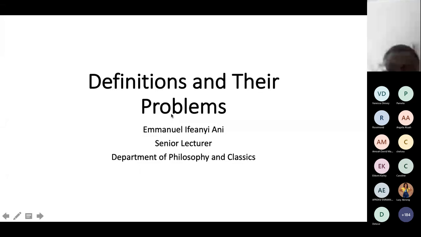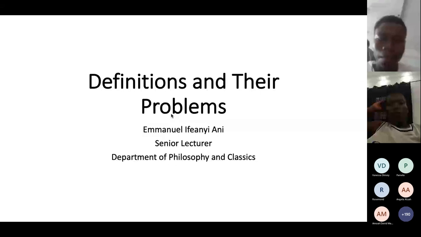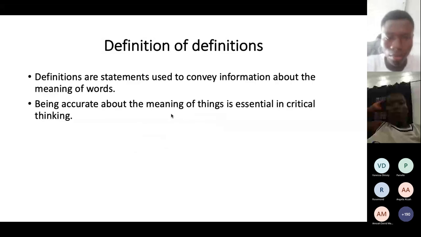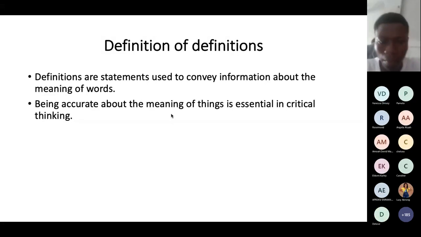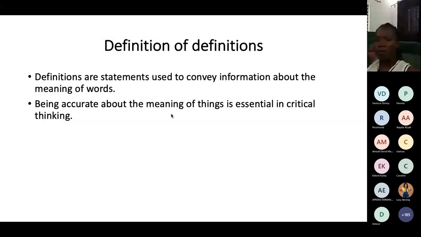So definitions and their problems. That tells you already that definitions can have problems. Definition of definitions. Definitions are statements used to convey information about the meaning of words.